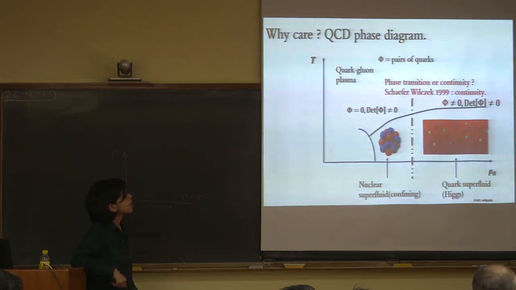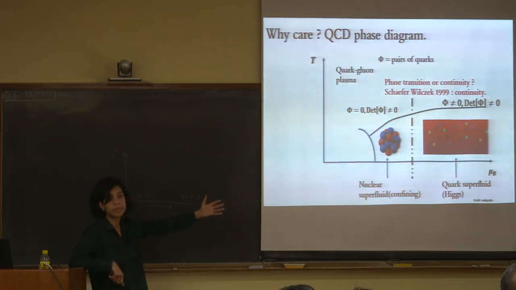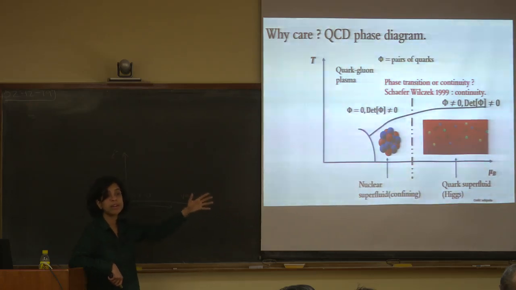And the second was that if you compare the global symmetries and how they're broken on the two sides, the nuclear matter and quark matter side, you will see that the symmetry breaking pattern is identical. And so they said that, okay, there is no phase transition separating the two.